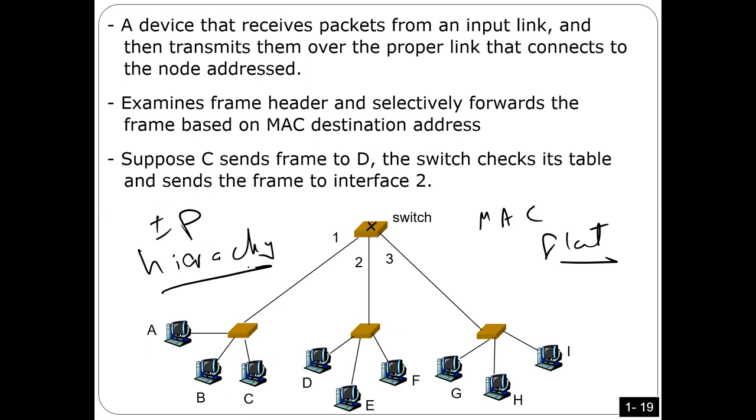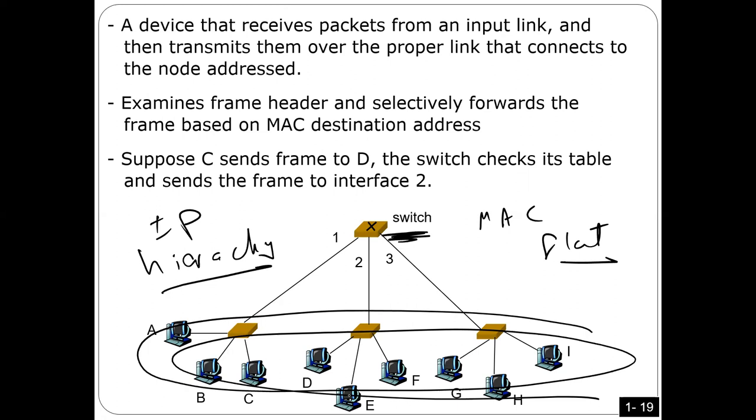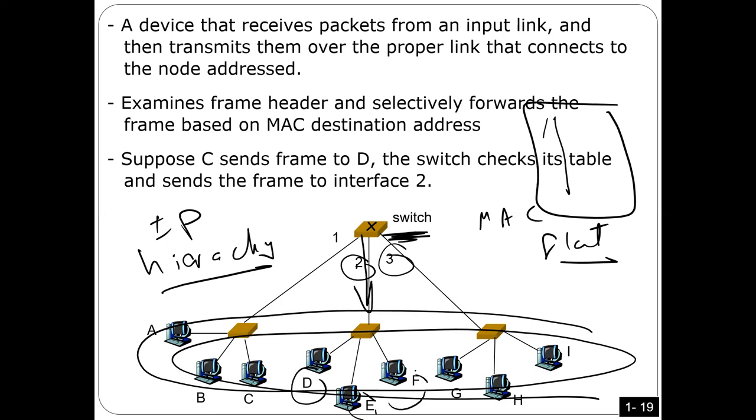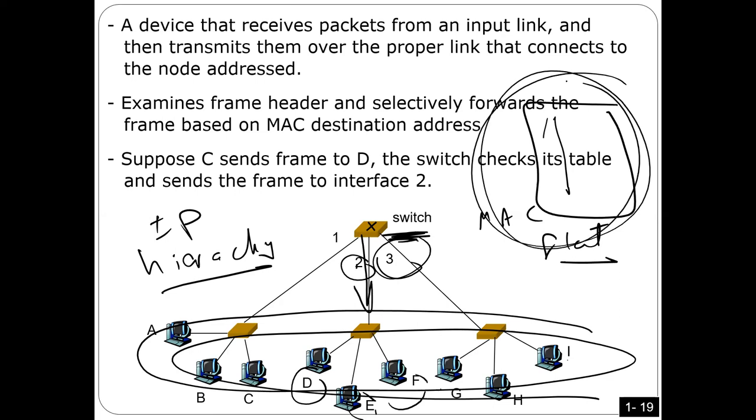Okay, a switch. Usually in a switch we don't have a problem because we don't have many computers here. I'm not worried about the size of the table. Remember this table should have the addresses and the output. For example, if in output number 2 the addresses are D E F, and in output number 3 the addresses are I H G. Is that okay? I'm not worried about the size of the table because usually we don't have too many devices here.